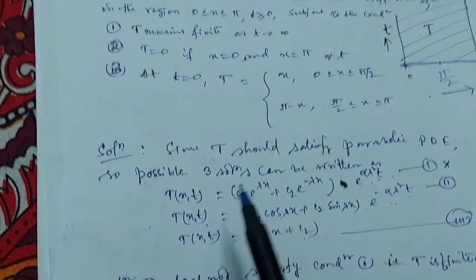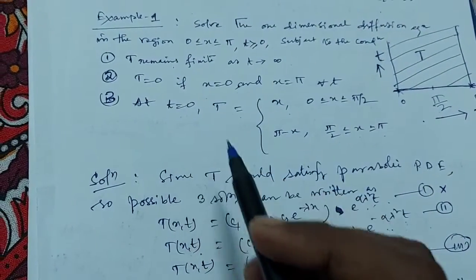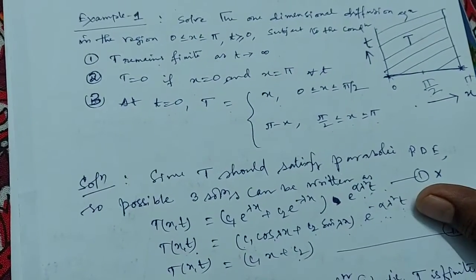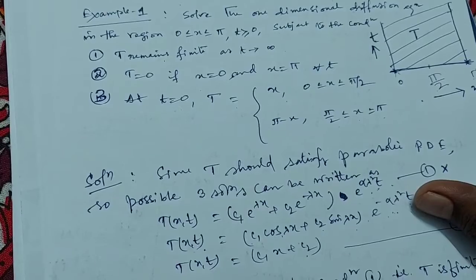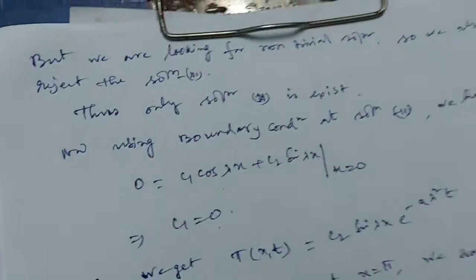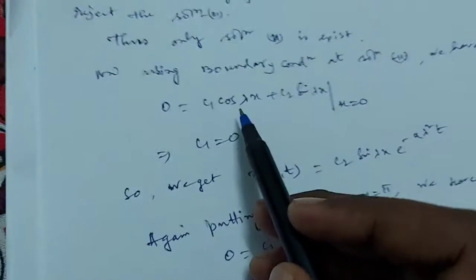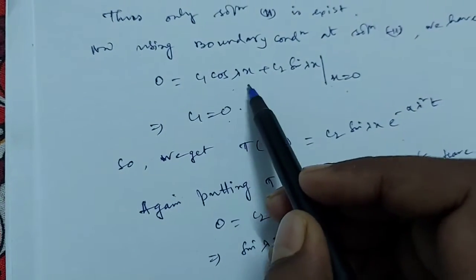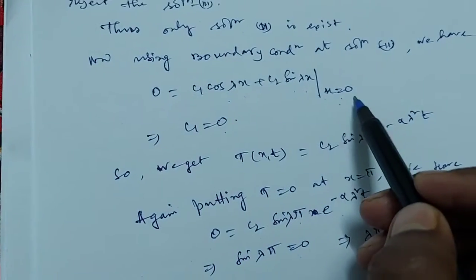So the first condition is satisfied. Now we use the second boundary condition, that is, T is equal to 0 if x is equal to 0 and x is equal to pi for all t. Now, putting the values at x is equal to 0, T is 0 and c1 cos lambda x plus c2 sin lambda x, with x equal to 0.